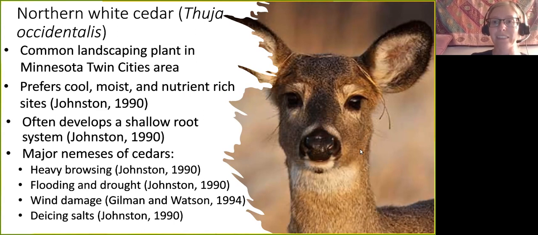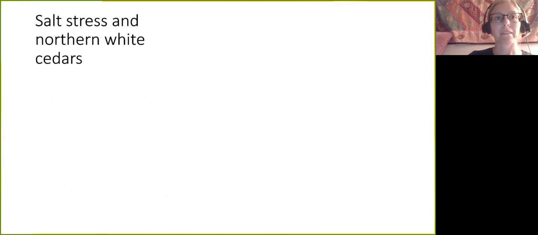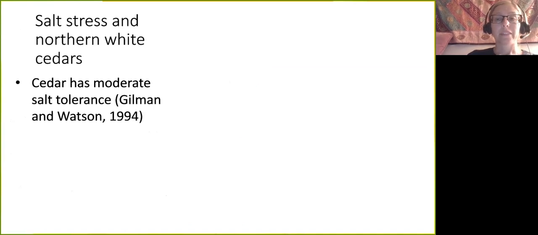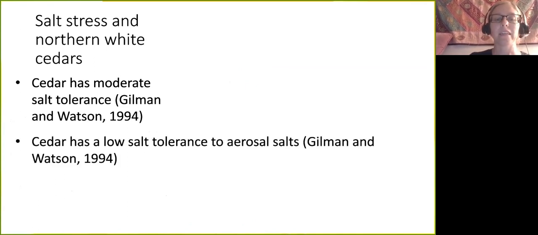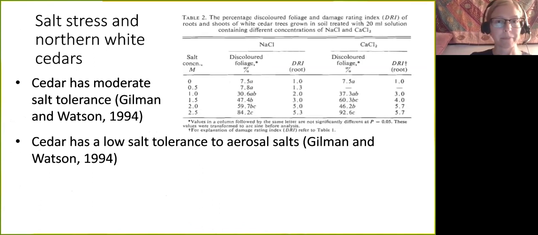So deer, as you can see, this cute little deer here, they really like to eat cedars, and that is a really big problem for cedars. Flooding and drought is hard on them, as is wind damage, and de-icing salts are also a problem for them. So it turns out when the salt is in the soil, the cedar has a moderate salt tolerance. It's not super sensitive to salt. It has a low salt tolerance to those sprayed salts, the aerosol salts that land onto their leaves and bark.